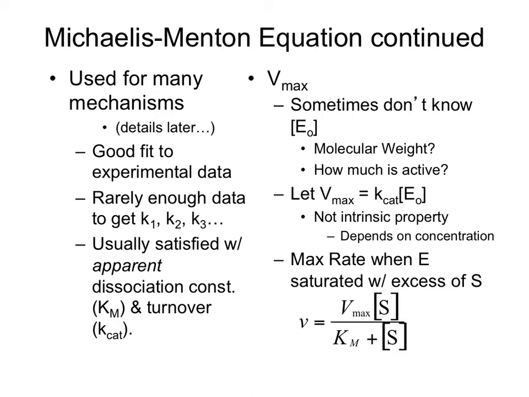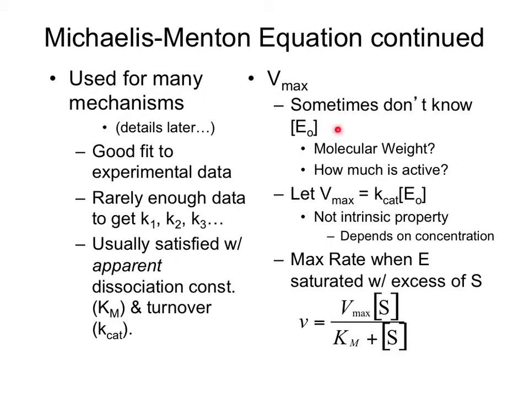The Michaelis-Menten equation is used for many mechanisms. It's a good fit to experimental data. You don't get enough data to get all the different Ks or rates, and so you're okay just identifying the apparent dissociation constant, Km, and the turnover, kcat.